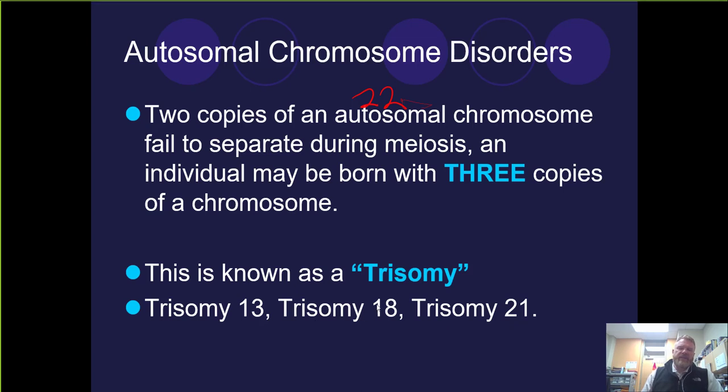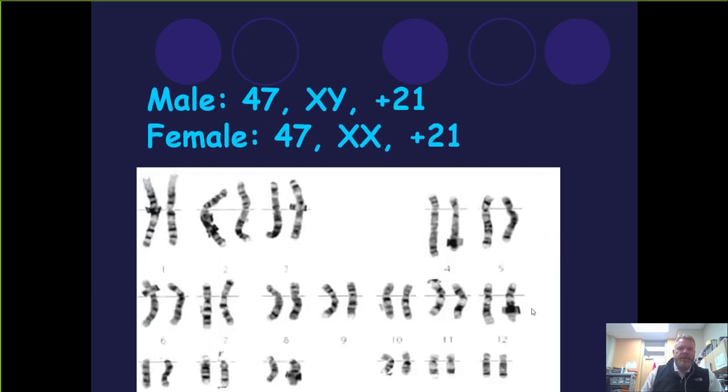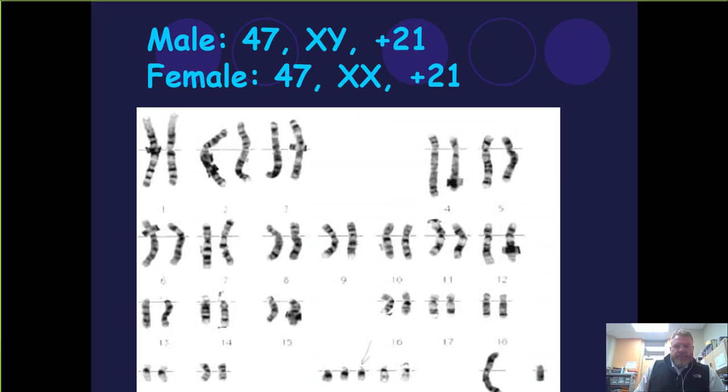A lot of times, if you have non-disjunction, the embryo will spontaneously abort, also known as a miscarriage. So that's what happens. A lot of times these trisomies, however, will get carried to term, and they will have a genetic abnormality, but they will be a live birth. So let's look at a couple.